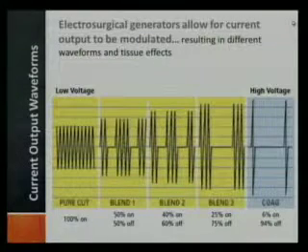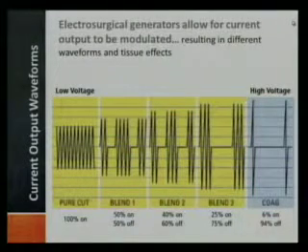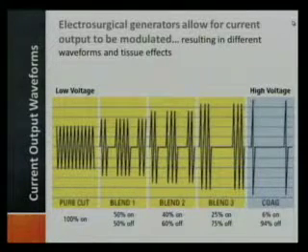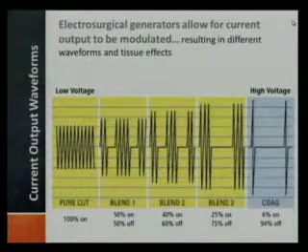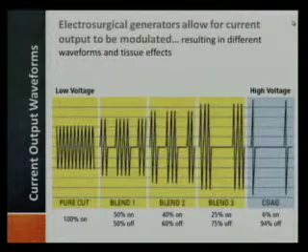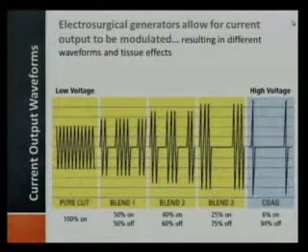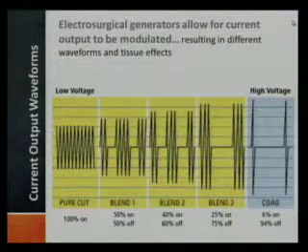Different waveforms produced by the electrosurgical generators result in different tissue effects. We commonly have our little blue and yellow buttons on our pencils in the operating room, and we have cut and coag current. And I think for a lot of us that's where our knowledge of electrosurgery ends, unfortunately. Hopefully after explaining this, we'll have a better understanding of these waveforms and the differences in voltages. Pure cut waveform is going to be a low voltage waveform, whereas your coag is a really high voltage.